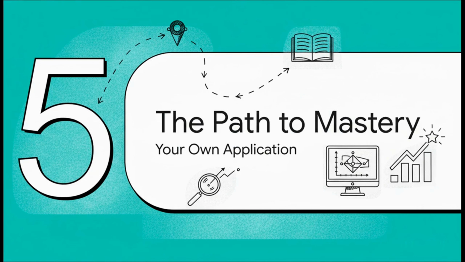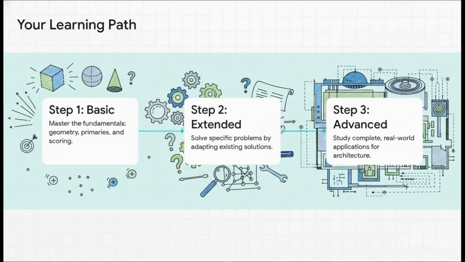So, let's zoom out and bring this all together. We've seen the building blocks, we've seen the advanced tools, now let's map out your complete journey from novice to expert, just by using these examples as your guide. It really is a simple 3-step process. First, you build your foundation with the basic examples. Get comfortable with geometry, primary particles, and scoring.